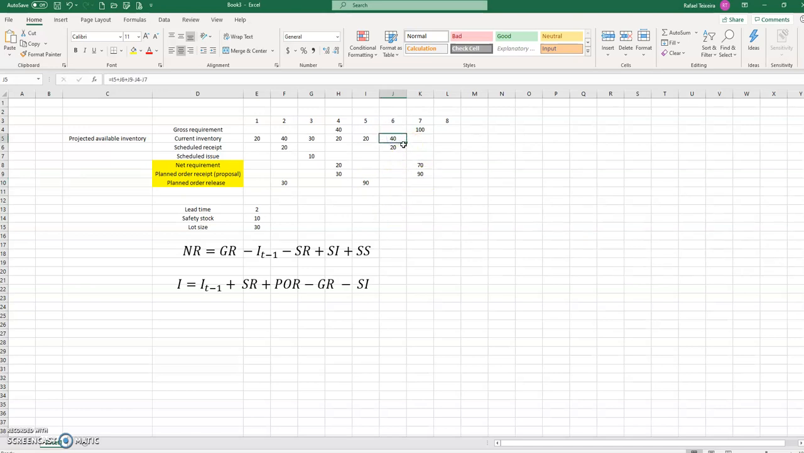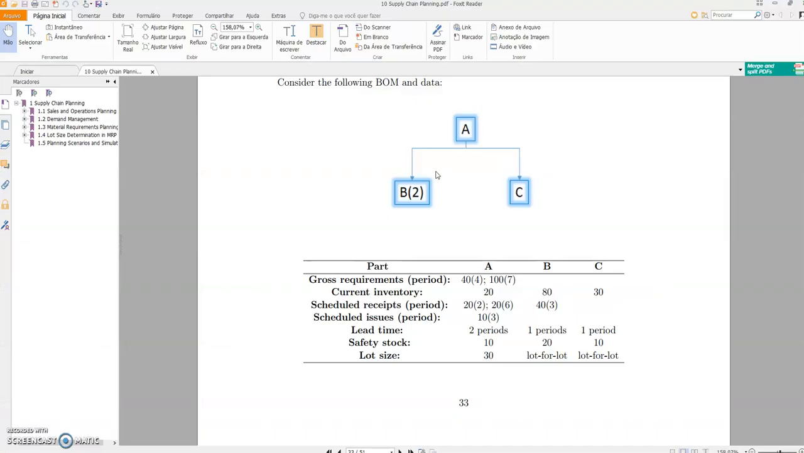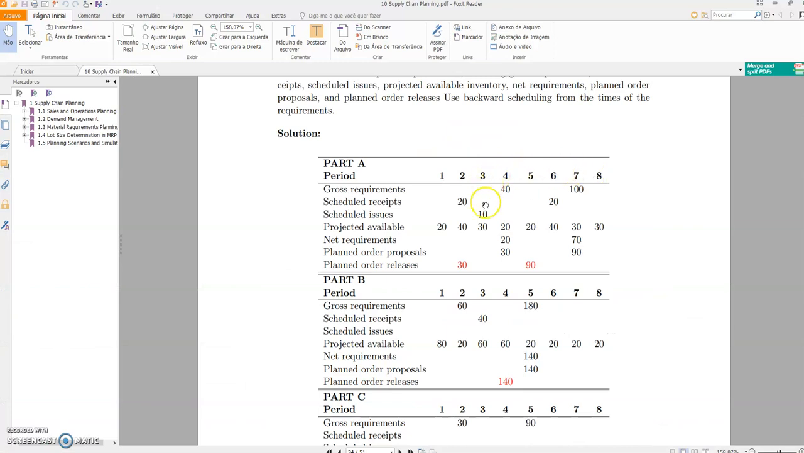And now I can compute my current available inventory, which means what I had in the past, plus everything that I have received, minus what I used as gross requirement. Okay, and I don't have any gross requirement in week 8, so I don't have to compute the net requirement. I can simply move on my current inventory for week 8, and this is what we have here as result.